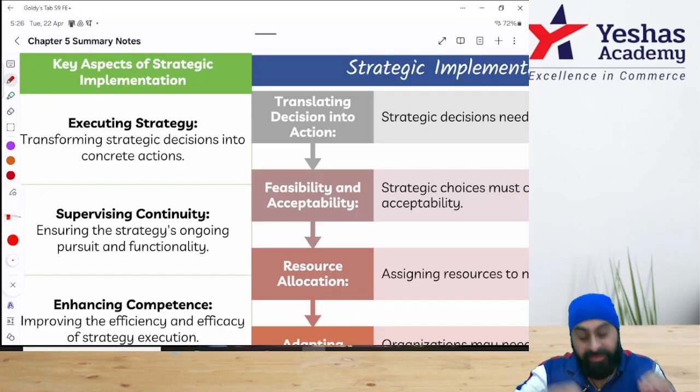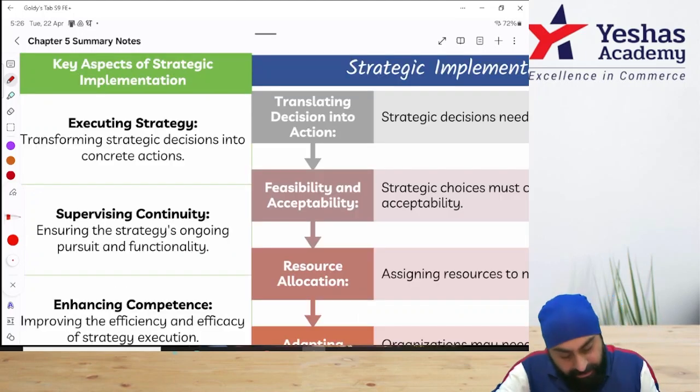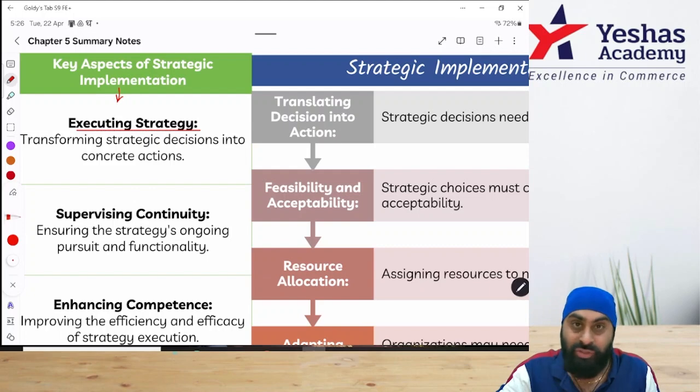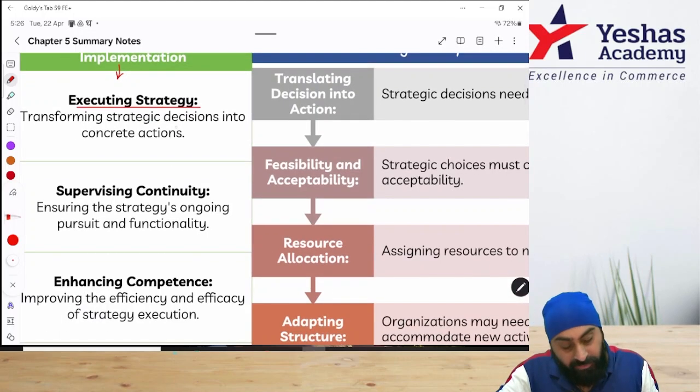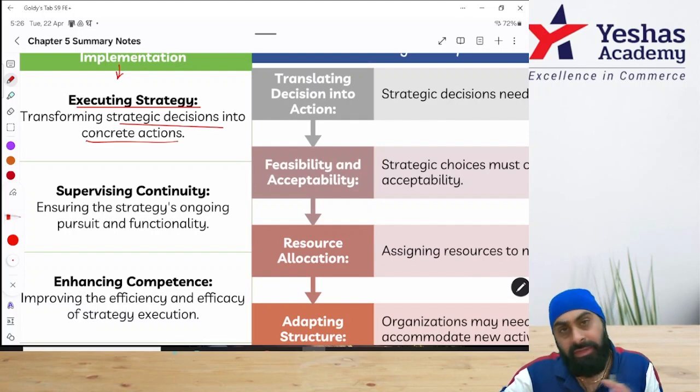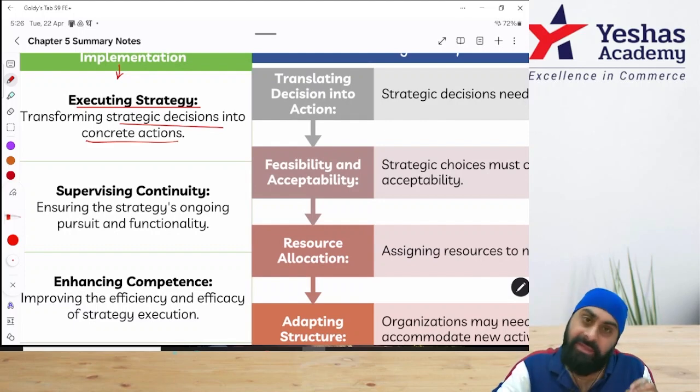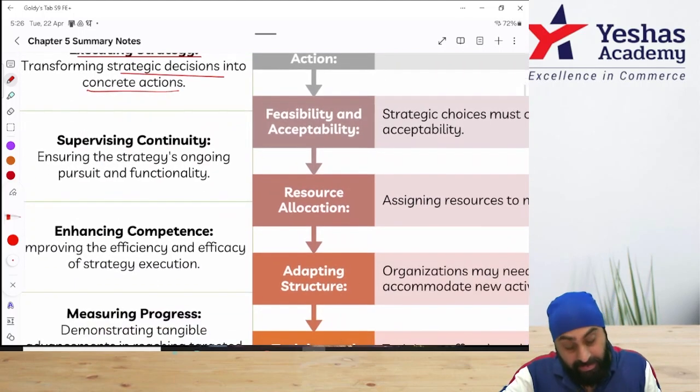Now, key aspects of strategic implementation. So guys, key aspects of strategic implementation. First, executing the strategy. What do you mean by implementation? Implementation means nothing but executing the strategy, transforming strategic decisions into concrete action. Decision into action is executing the strategy.